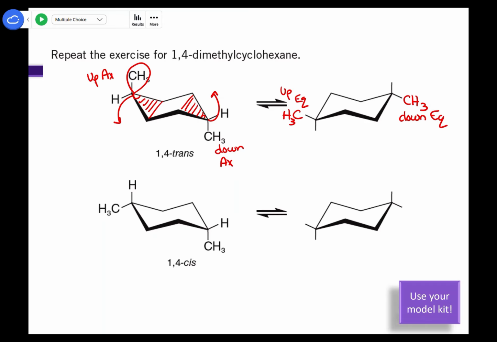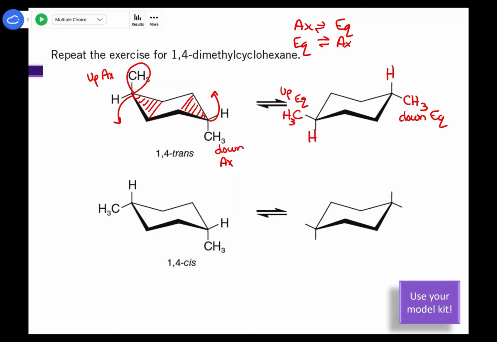Okay, so a little bit of the challenge is figuring out how to draw it on our page. It takes some practice, but it's worth it. We can get there. So all the axial went to equatorial. All the equatorial went to axial when we did our flip-flop. Flip-flop, I'm back to my molecule in the top left. I now want to turn this into a 1,4 cis.